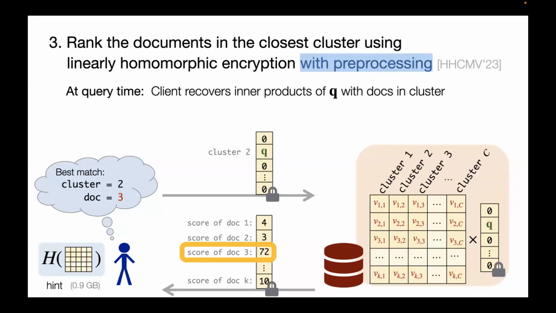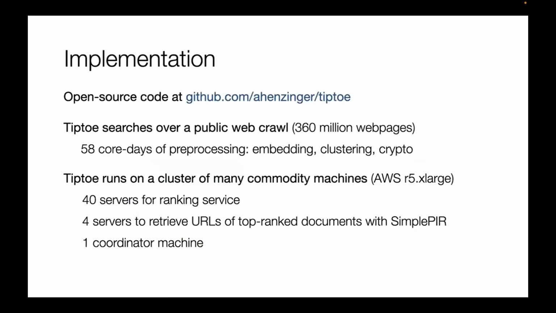And I wanted to mention here that the homomorphic encryption scheme that we use is actually one that supports pre-processing. And so what's going to happen is that ahead of time, our client is going to download some pre-processed data structure about the server's matrix, and this is just going to be used to speed up the cryptographic operations. Great. So that's at a high level how search and ranking works in TIPTO.